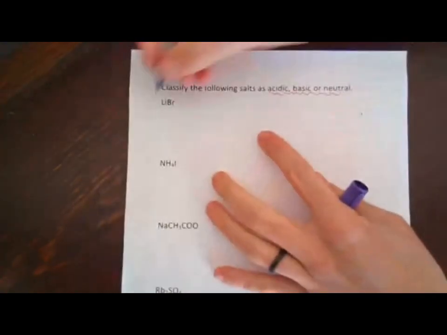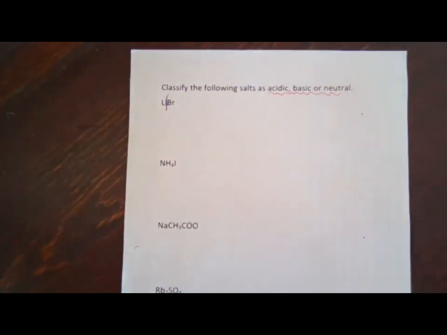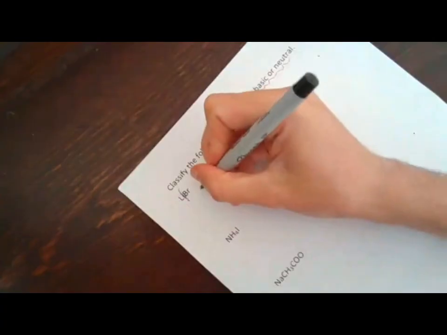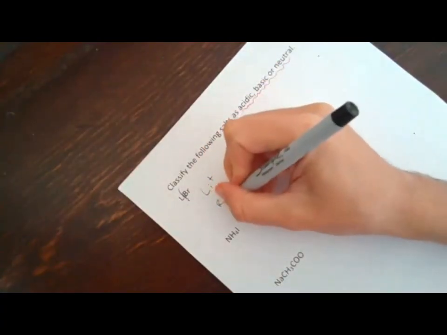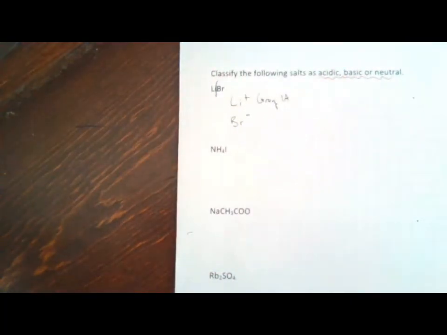So if I have LiBr, we know that it's going to split. I have a cation and an anion. So what I'm dealing with is Li+ and Br-. I want to figure out each of those. So we'll start with lithium. Lithium is in group 1A, so it is an alkali metal. Because this is in group 1A, a metal cation, we know it's going to be neutral.